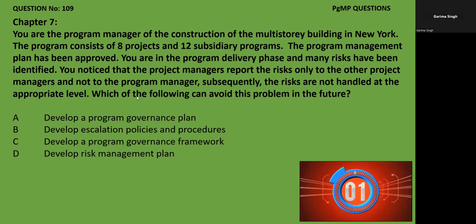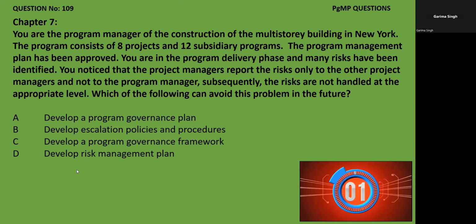Which of the following can avoid this problem in future? You are the program manager of the construction of a multi-story building in New York. The program consists of 8 projects and 12 subsidiary programs. The program management plan has been approved. You are in the program delivery phase and many risks have been identified. You notice that program managers report the risk only to the other project managers and not to the program manager. Subsequently, the risks are not handled at the appropriate level.